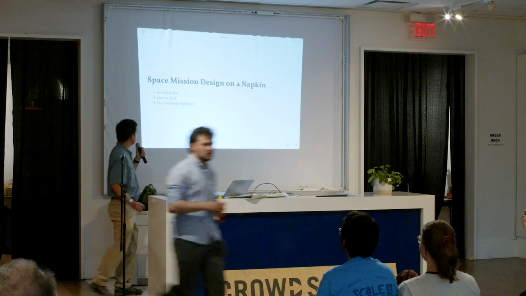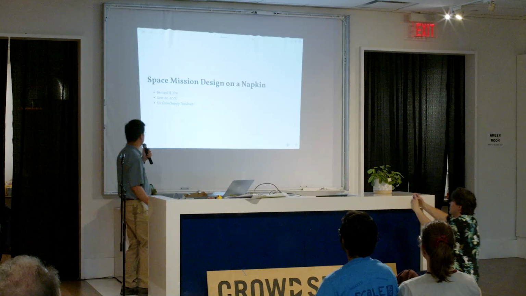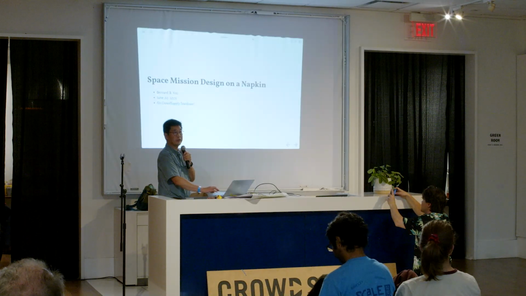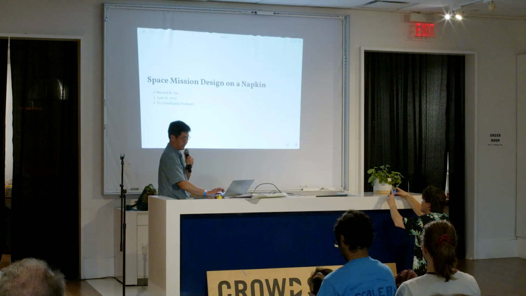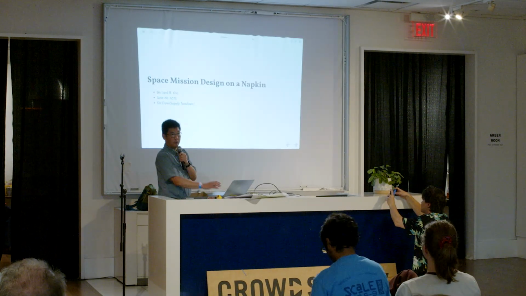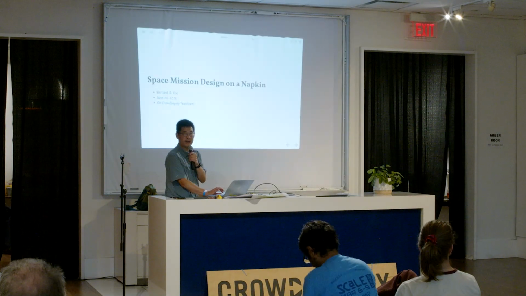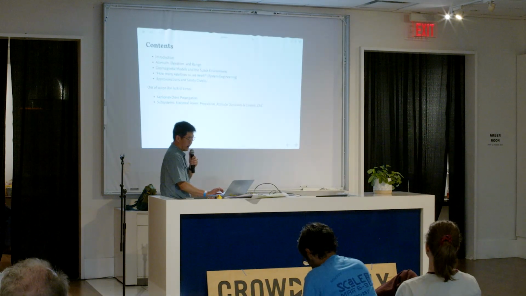Okay, so this is space mission design on a napkin or an envelope. I've been working in the space industry for many, many years and also had a short stint in the unmanned aerial vehicle industry. So if you took high school math, you've seen all the equations I'm going to show you before, so hopefully I can add some context to that.